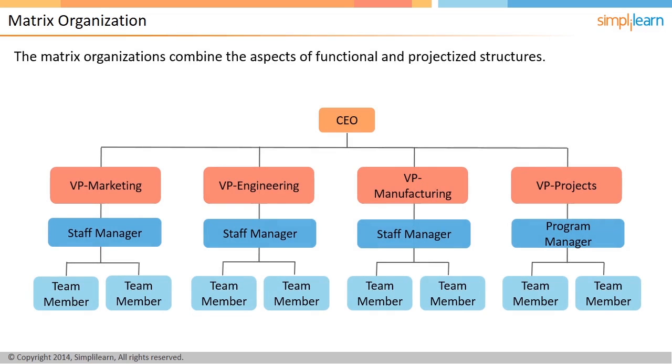The image on this screen shows the matrix environment and risks associated with it. The matrix organizations combine the aspects of functional and projectized structures. In the next screen, we will look at the advantages and disadvantages of a matrix organization structure.